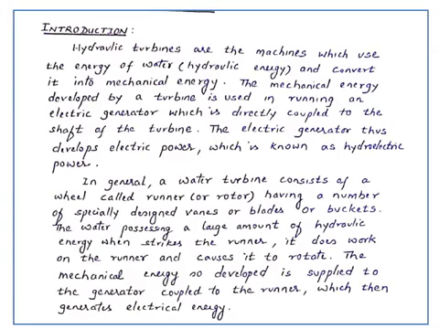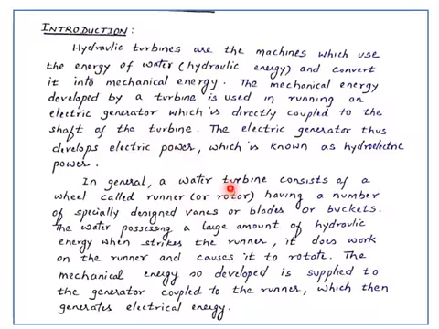As you know, the hydraulic turbine converts hydraulic energy to mechanical energy. So hydraulic turbines are machines which convert the energy of water, that is hydraulic energy, to mechanical energy. The mechanical energy developed by the turbine is used to run an electrical generator, and this electrical generator is coupled to the shaft of the turbine. Therefore the electrical generator will now develop electrical power, which is known as hydroelectric power. So a turbine converts hydraulic energy to mechanical energy and finally to electrical power.